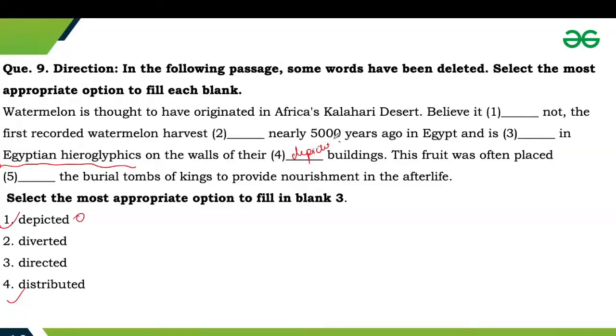Next one is: this fruit was often placed dash the burial tombs of kings to provide nourishment in the afterlife. So comment your answers for question number 9.